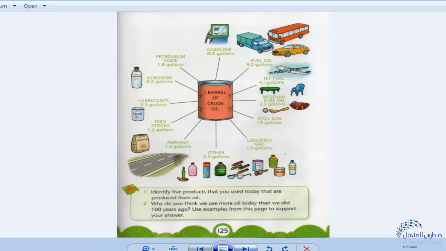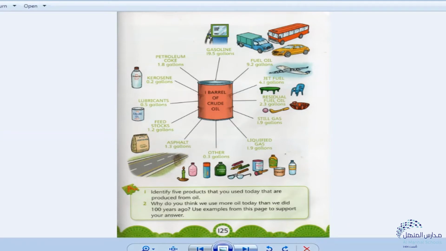Remember, it must add up to 42 gallons of oil. So 19.5 gallons are used for gasoline, 9.2 gallons are used for fuel oil, 4.1 gallons are used for jet fuel, 2.3 gallons are used for residual fuel oil, 1.9 gallons are used for stove gas, 1.9 also is used for liquid gas we use in our homes. The 1.3 is for asphalt.